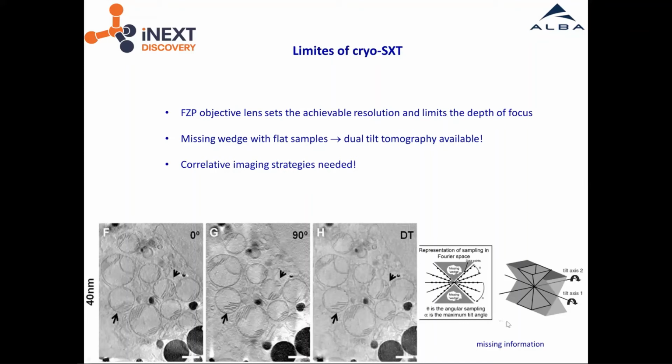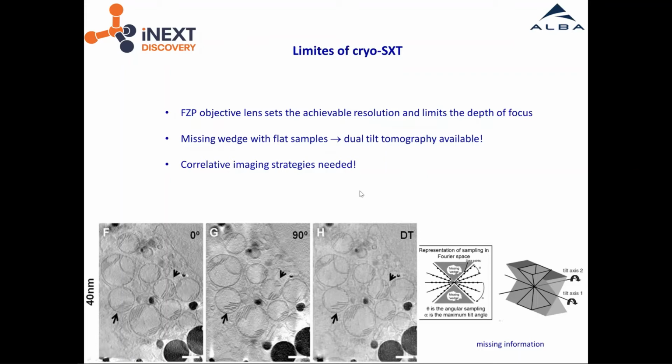This will make that, as you can see in the sketch on the right, that instead of having a missing wedge, we have what we call a missing pyramid, but the missing information will be smaller, so that, for instance, at 90 degrees, the cristae of that mitochondria that we couldn't resolve first are well resolved. And then if you combine everything, if you combine the two tilt series, the missing information that you had in the first one will be recovered by the second one.